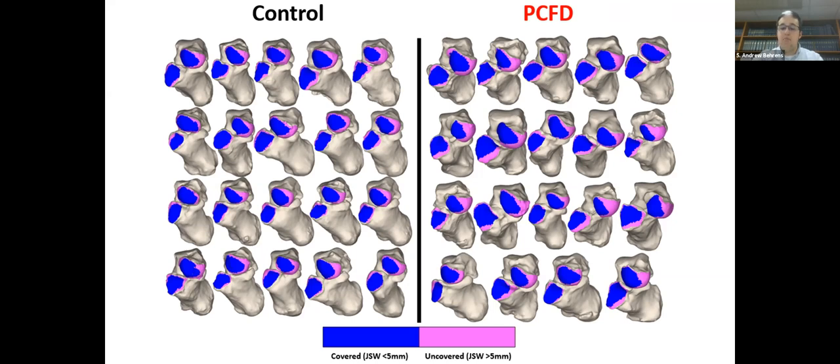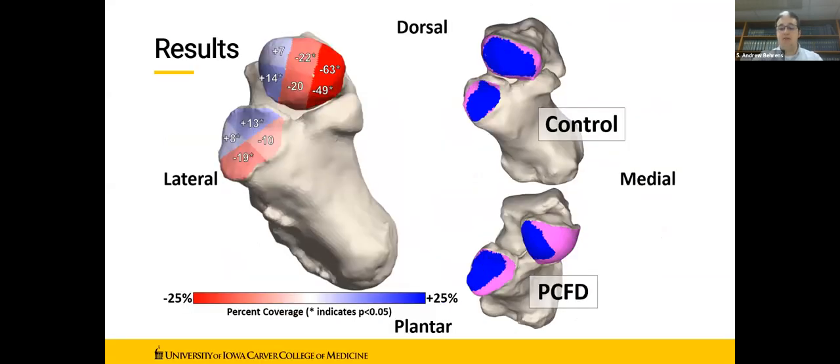Quantifying these results, medial coverage decreased by nearly 50% in the talar head, shown here in red, while coverage increased by 14% laterally. A similar change occurred on the calcaneus, with a 19% decrease in coverage inferiorly and an increase in coverage superiorly and laterally. These values for percent change are relative to the controls. Values with an asterisk are significant with a p-value of less than 0.05.